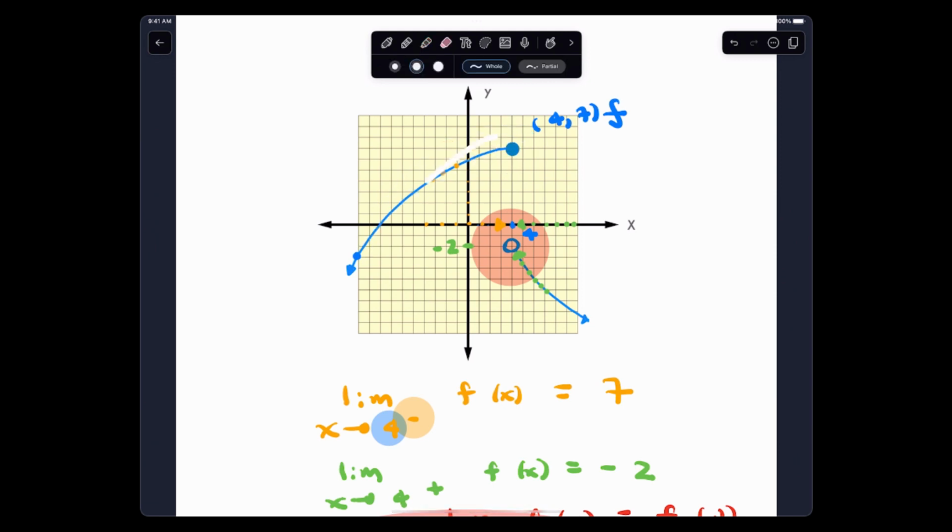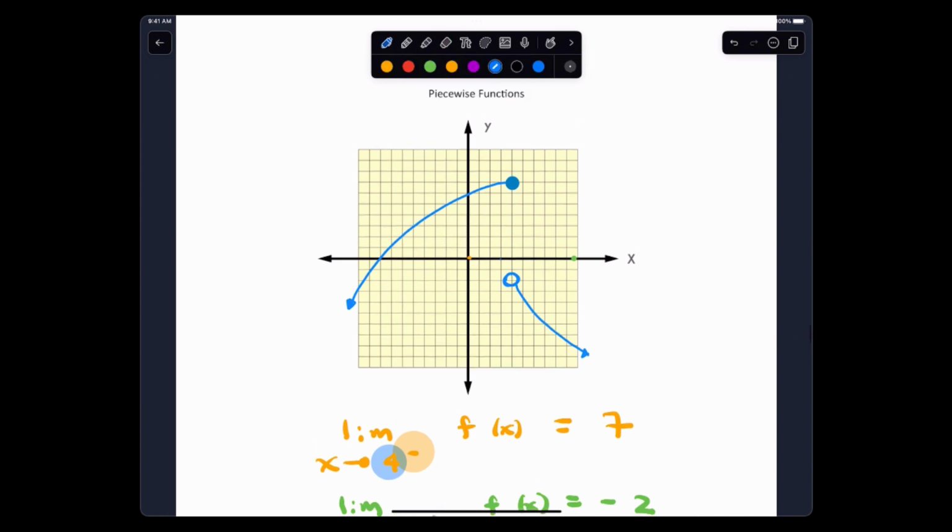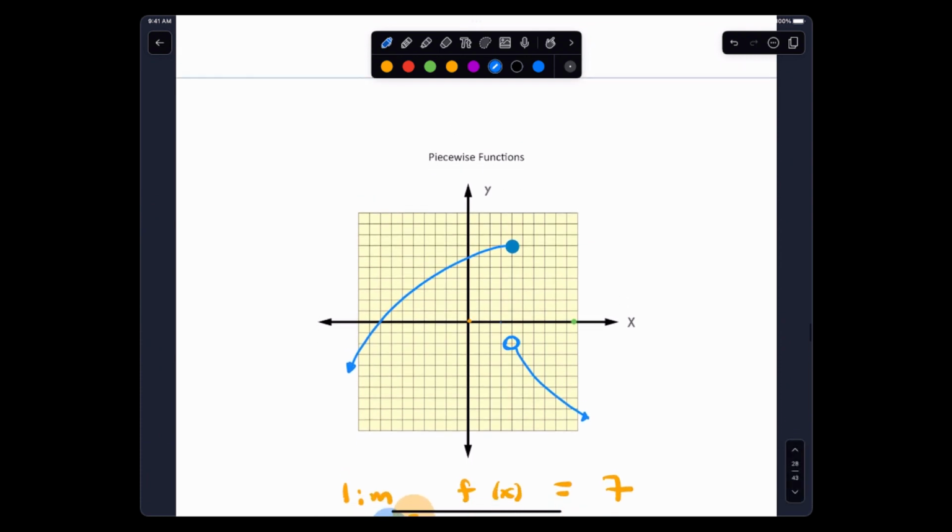Let me get rid of this. Let me kind of kick it up on you guys. If they say, is f continuous at 0?